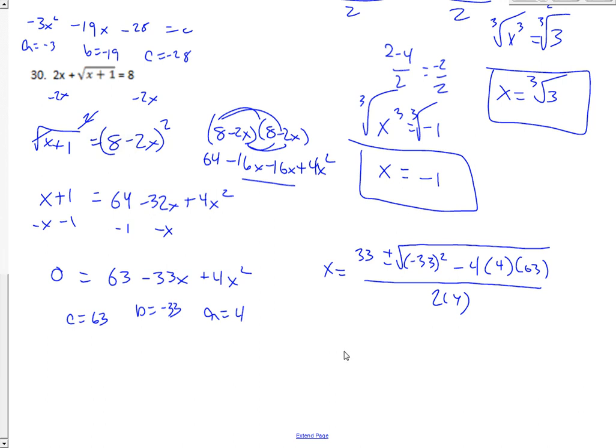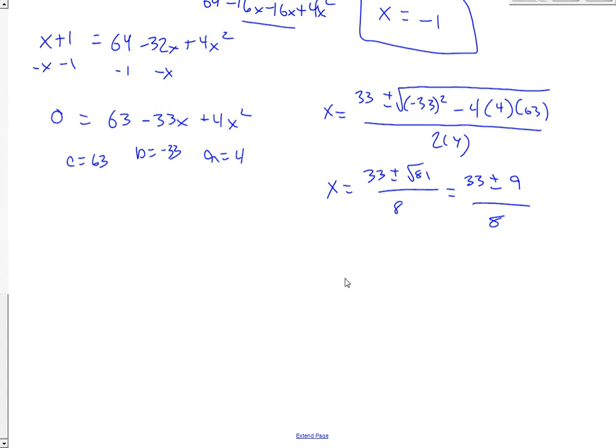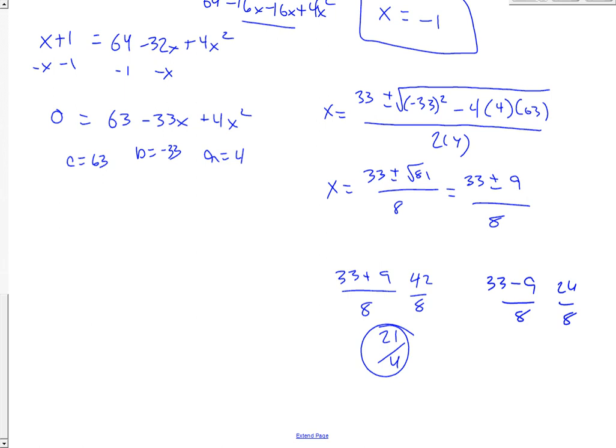When I simplify under the radical, I will get 81. So x equals 33 plus or minus the square root of 81 over 8. The square root of 81 is 9. So 33 plus or minus 9 over 8. And 33 plus 9 over 8 is going to be 42 over 8, which is 21/4. When I do 33 minus 9 over 8, that is 24 over 8, which is 3. So my two answers are 21/4 and 3.